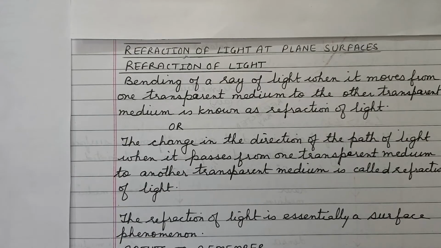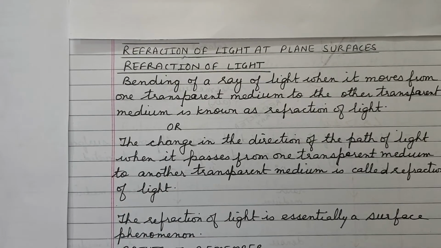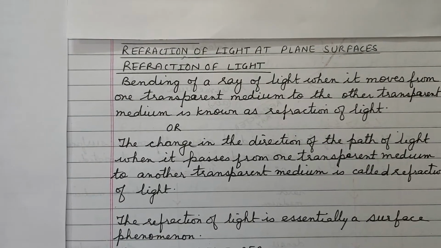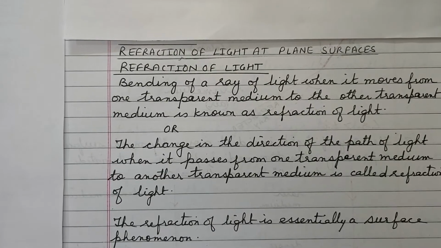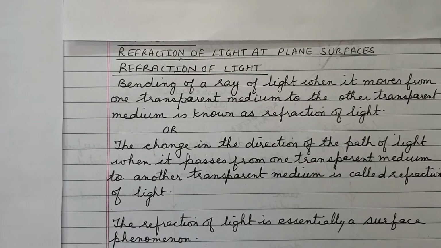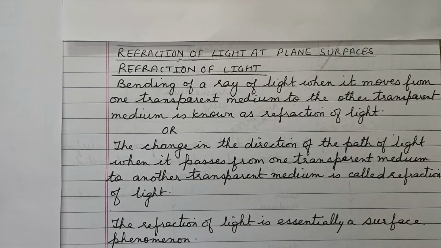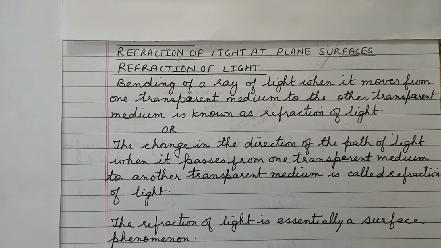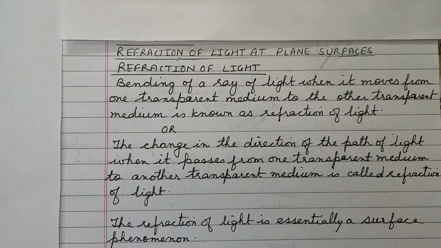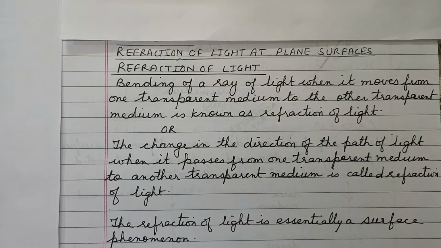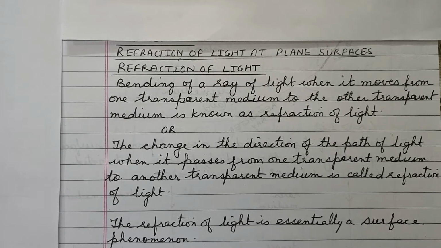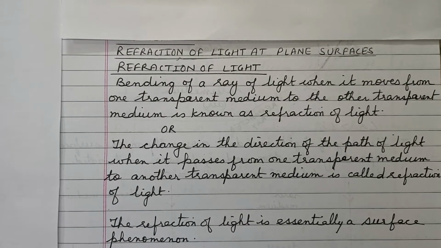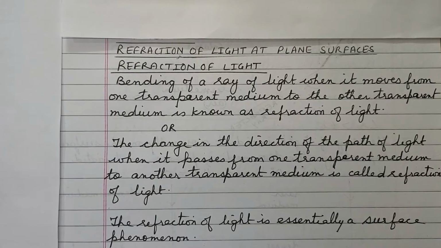Today we are going to focus on the phenomenon called refraction of light. Bending of a ray of light when it moves from one transparent medium to the other transparent medium is known as refraction of light. We can also define it in a different manner. The change in direction of the path of light when it passes from one transparent medium to another transparent medium is called refraction of light.